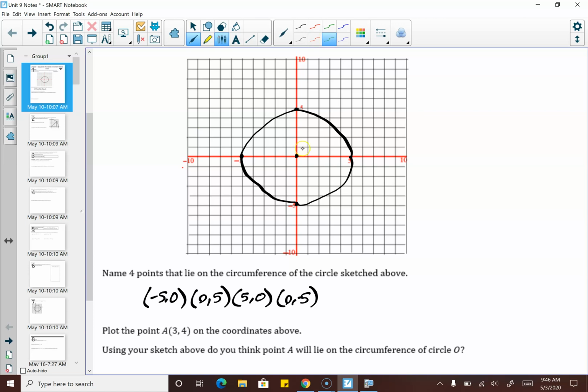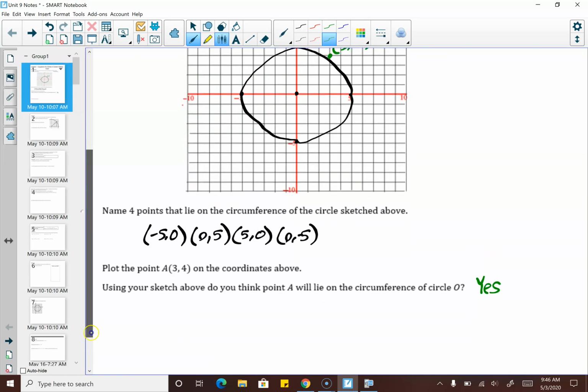Now it wants us to plot the point 3, 4. Using your sketch above, do you think point A will lie on the circumference of the circle? Now, you can see that it doesn't exactly line up on mine, but you'll also see that there's not much curvature realistically to that part of the circle for me. So because it's a sketch, it's a little bit hard to tell, but I'm going to say yes, that I think that point is going to lie on the circle if I had a better sketch of my circle. All right.